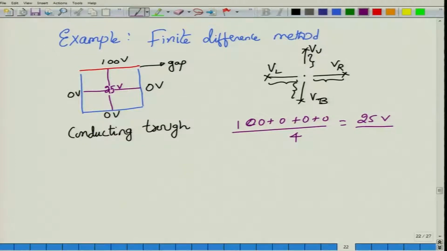Now we need to find the potential at other points. Suppose I try to find the potential at this point. I know the potential to the left and to the right, but I don't know the potential on the top, because remember, this step size was equal to this step size. However, the step size is now reduced to half. So if I want to find the potential at this cross point, I need to know the potential at this particular point, which I don't know. So instead, I know that the potential at the top conductor will be about 100 volts, but I can find out the potential at this gap. So this gap potential will be the average of these two neighboring points.